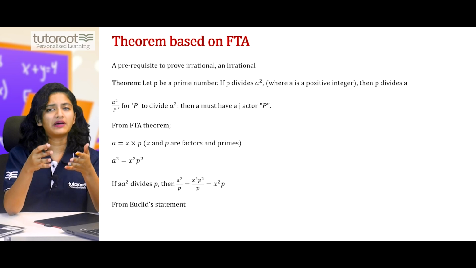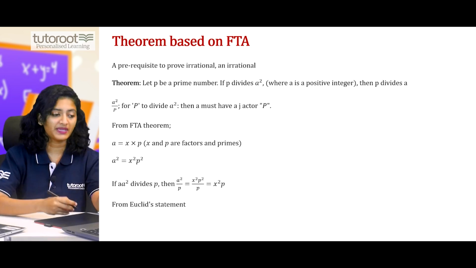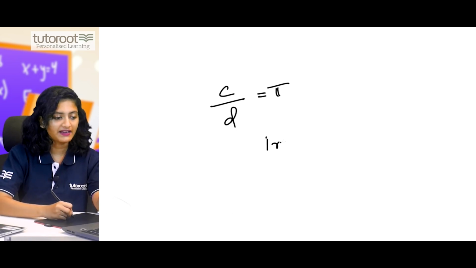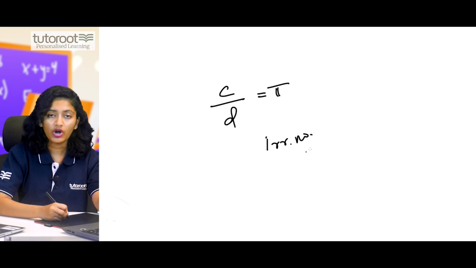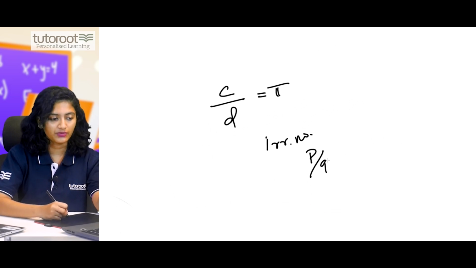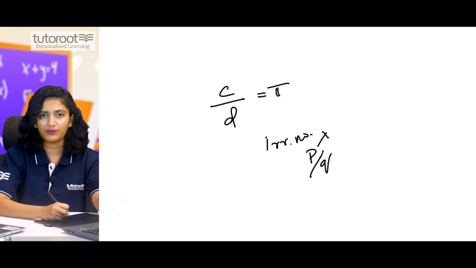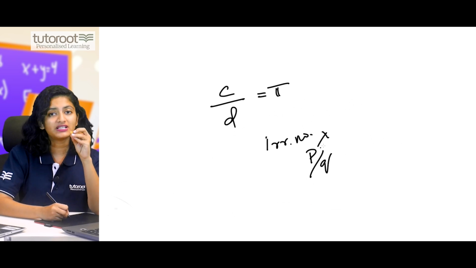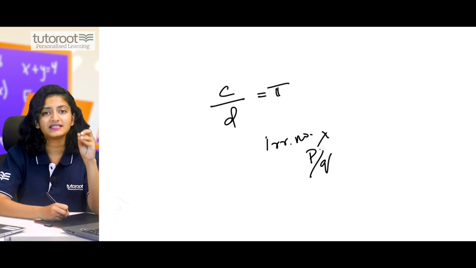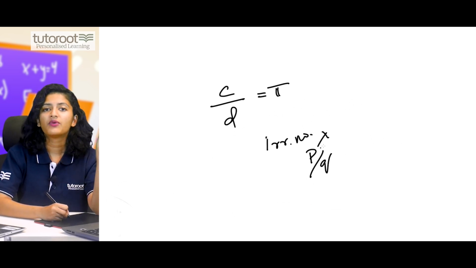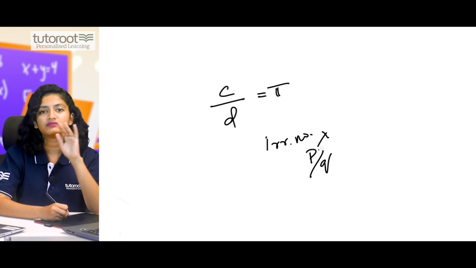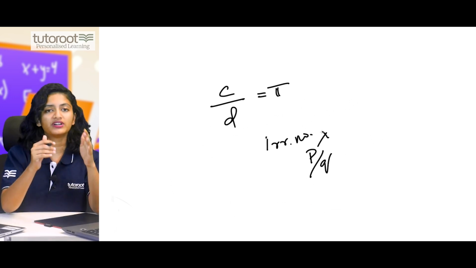An irrational number cannot be written in the form of p by q. It cannot be written in this form. And a rational number, however, can be expressed as the ratio of two integers with the denominator not being equal to 0. So what did we just say here?